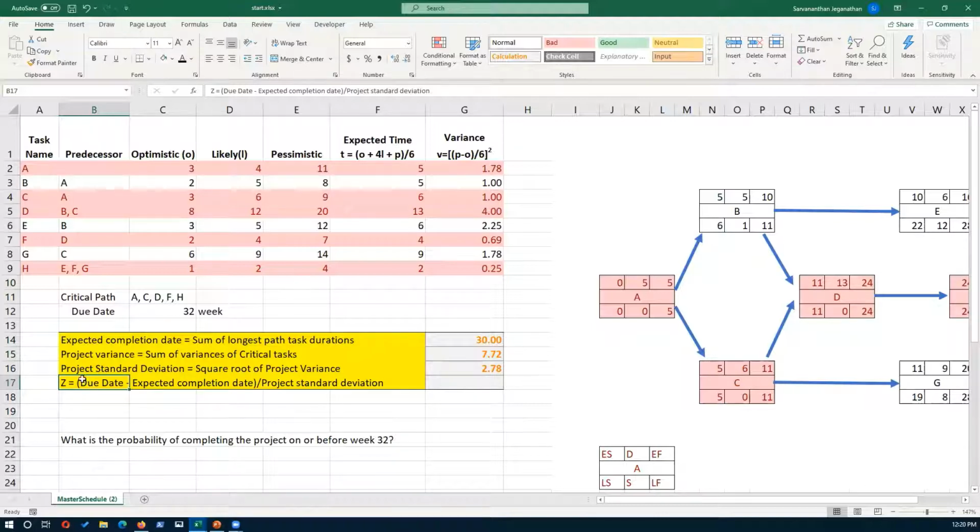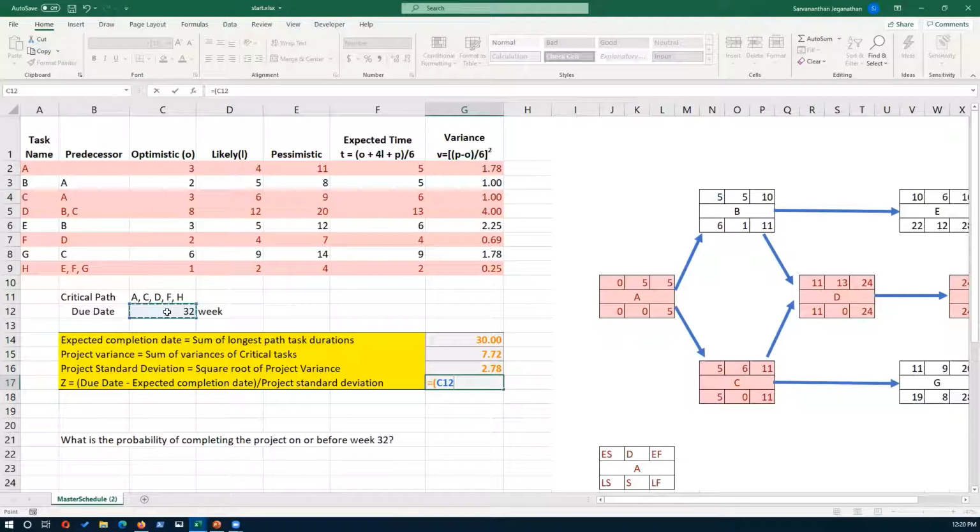Now, this z is calculated by deducting expected completion time from due date, and divide that by standard deviation. So to do a quick formula here, open bracket, due date is 32 minus expected completion time is 30. The whole thing divided by standard deviation. So that gives you the z value of 0.72.